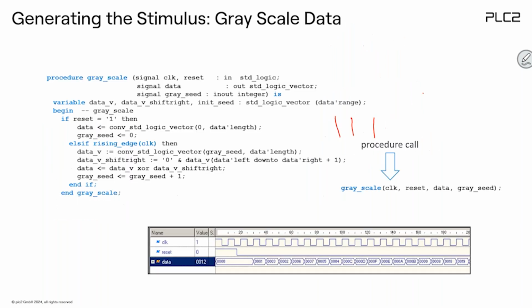Or you can define grayscale data. You just again take a binary counter and generate a grayscale pattern. So again, it's not really random, but it's not really 1, 2, 3, 4, 5. So it could also be some option for you.